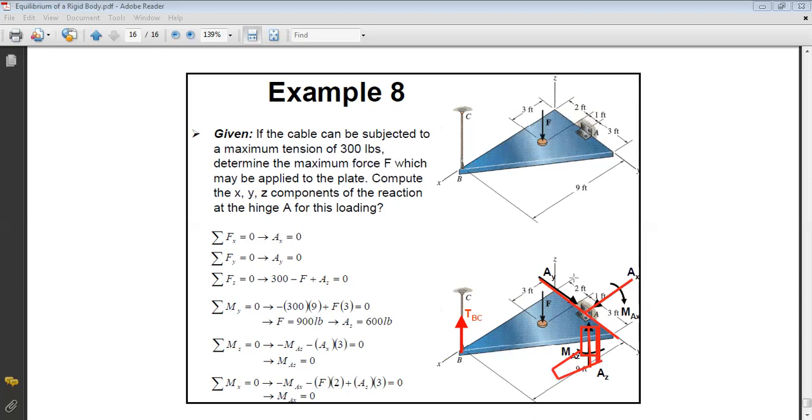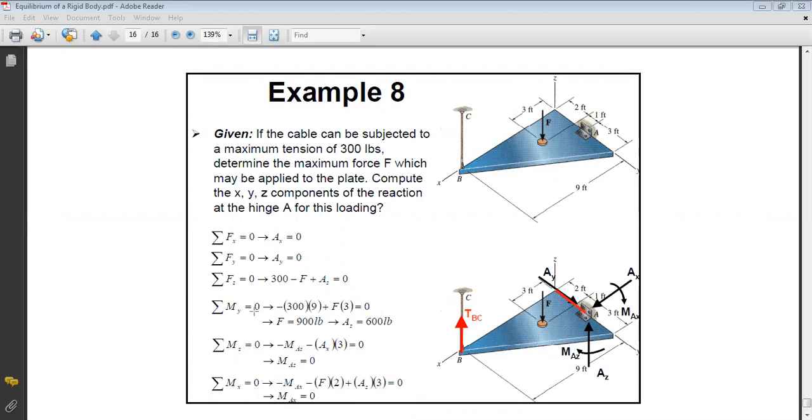Plus AZ times which distance? Look, this AZ is applied at point A. So you should take the distance from here to here, which is 1 plus 2, which is 3. So plus AZ times 3 equals 0. This is the sum of moments about x.